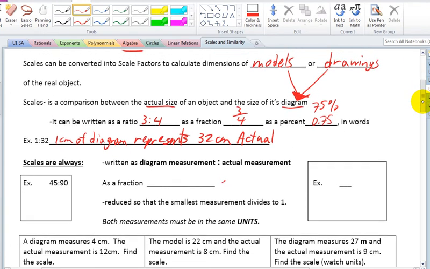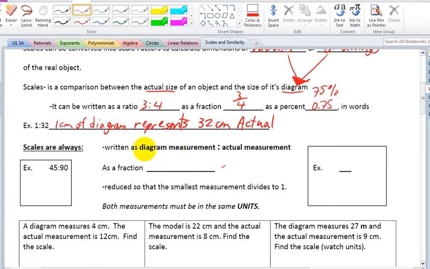So as a scale, as a ratio, we're looking at diagram to actual. You're going to hear me saying this a lot, D:A. As a fraction then, we're going to take this D:A and change it into a fraction by pushing the D on top. So it's going to be D over A. I'm just remembering D over A is very important. It'll help us set up our ratios properly.